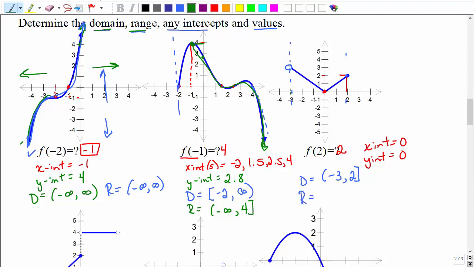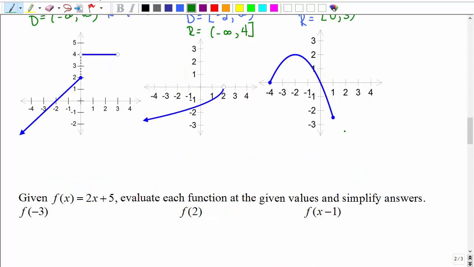The range is bottom to top. How low does it go? What's the y value? 0. And it looks like it makes it almost all the way up to 3, so we use that parenthesis because it's an open circle. These three don't ask us for a specific function value, but we're still finding the intercepts and the domain and the range, right? So the x-intercepts, let's see, -2. The y-intercept, it's only at +2. That doesn't count. It's an open circle because if it was filled in, that would not be a function.